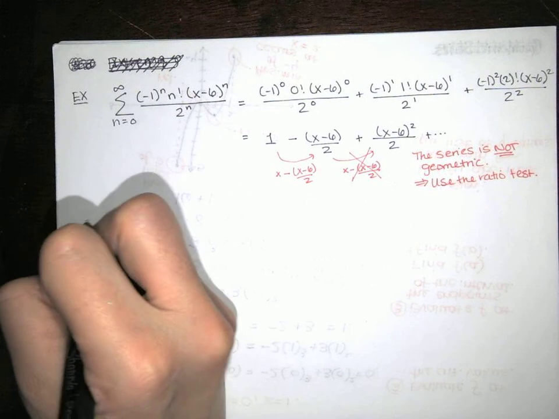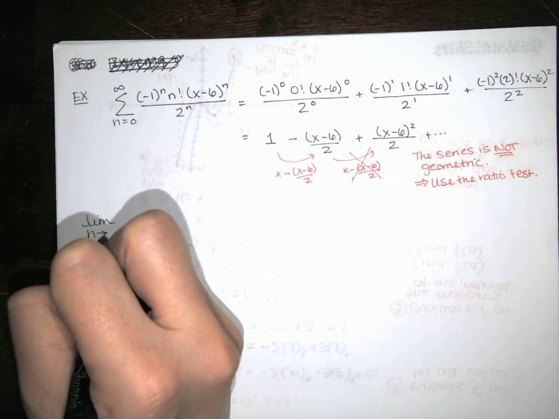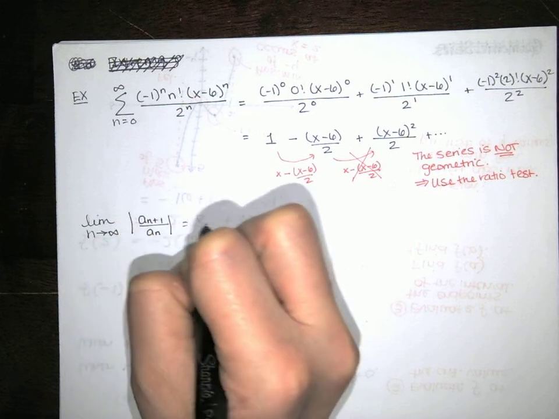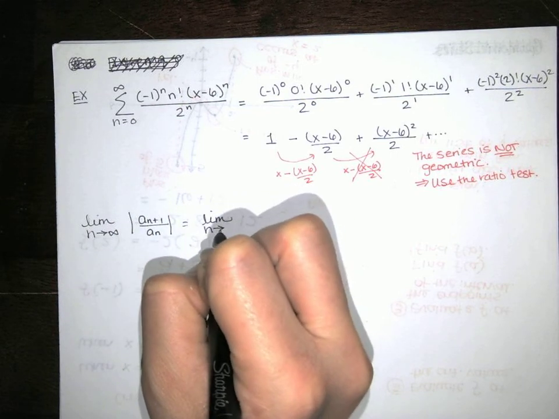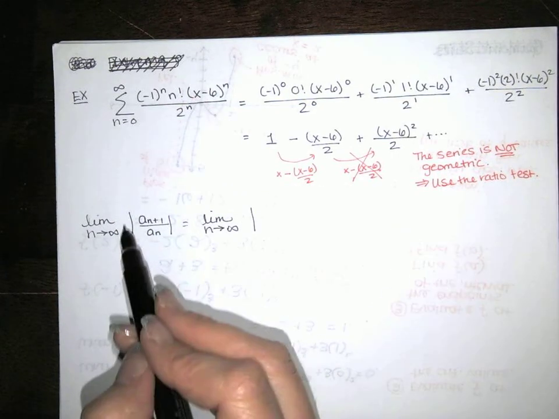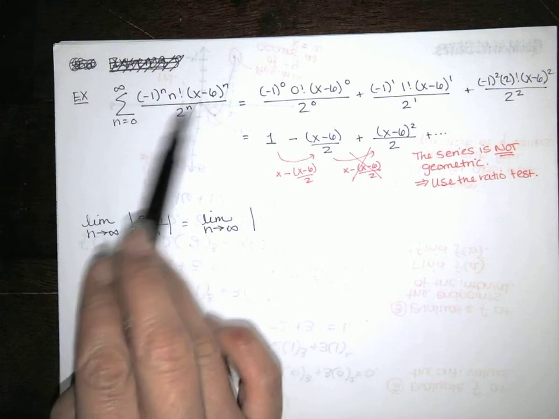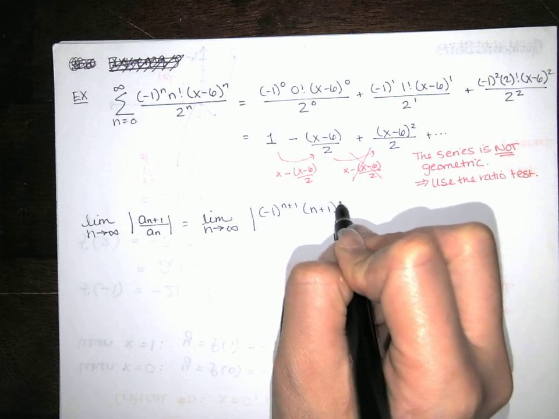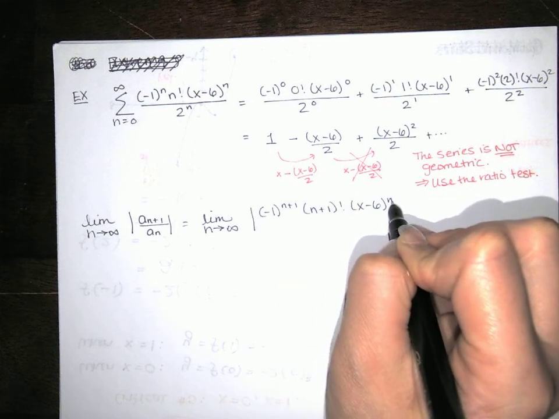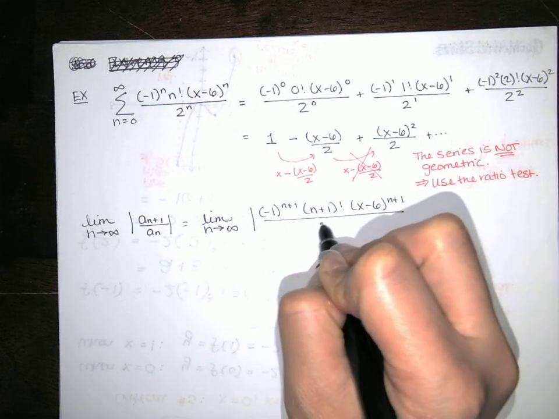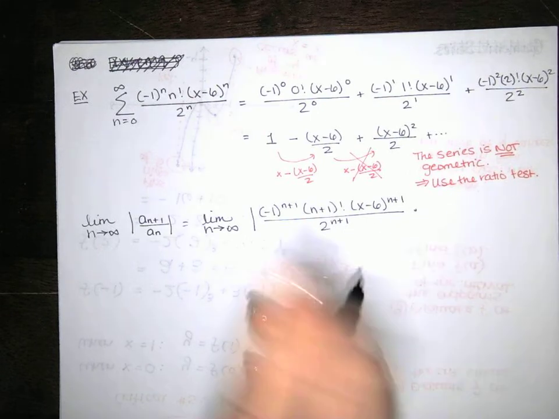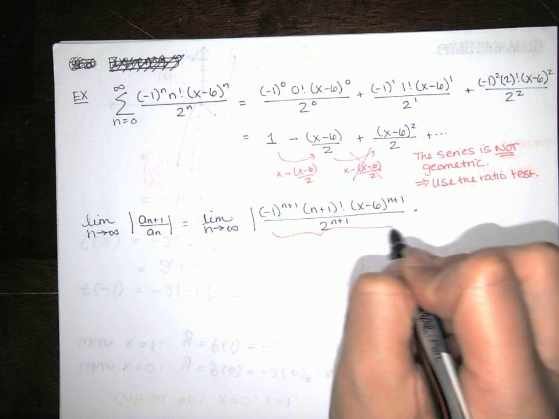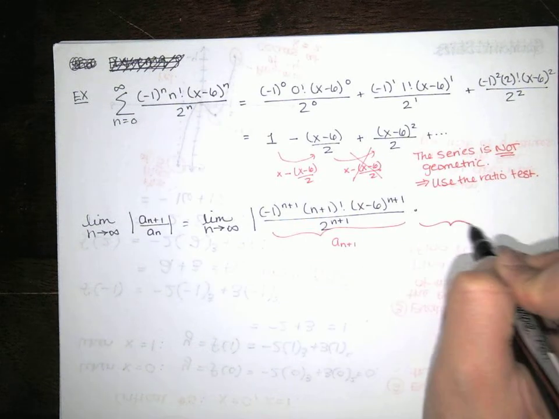Okay, so we'll take the limit as n goes to infinity of the absolute value of a sub n plus 1 over a sub n, and remember, a sub n plus 1 comes from taking all this and replacing all of the n's with n plus 1's. Then take that, flip it, and multiply, because dividing by a sub n is the same as multiplying by 1 over a sub n.